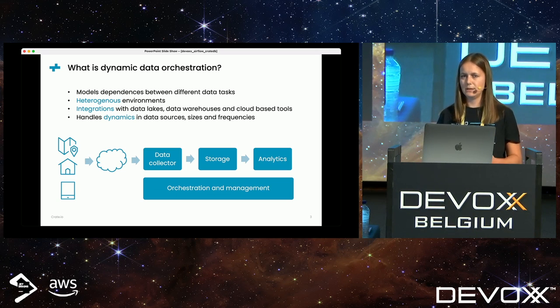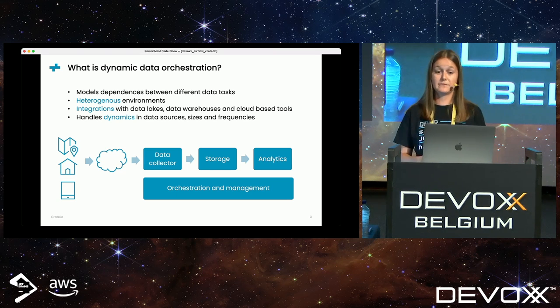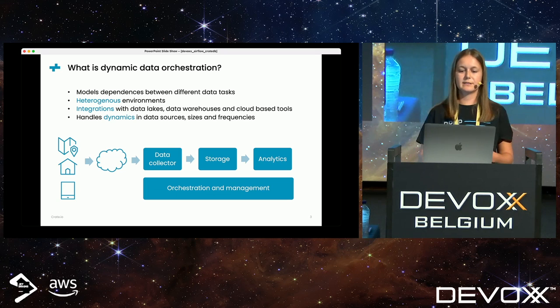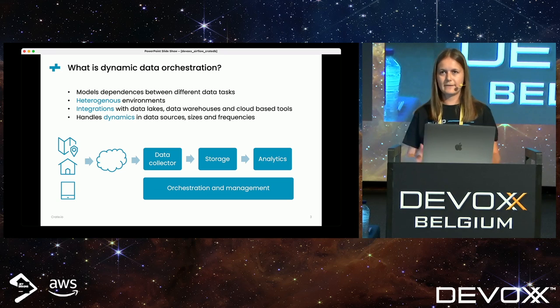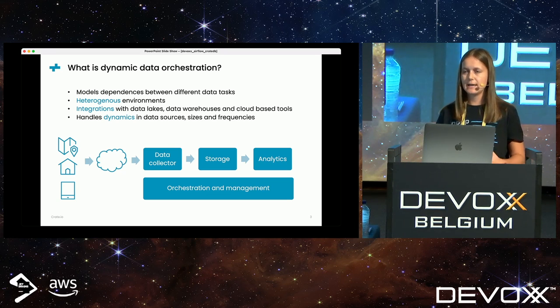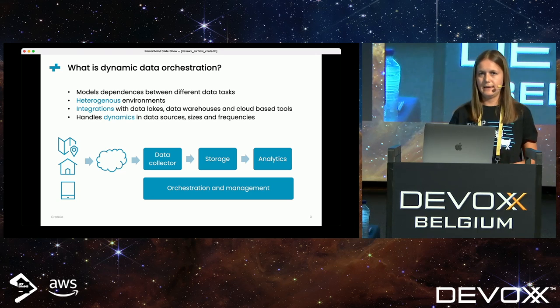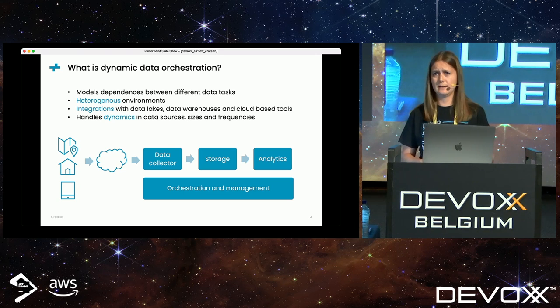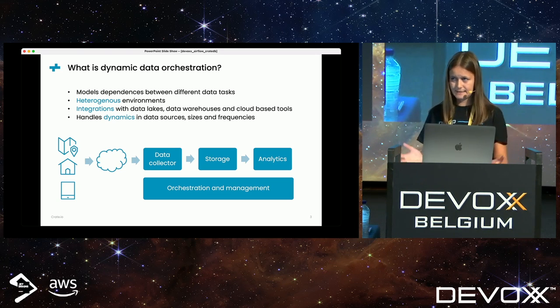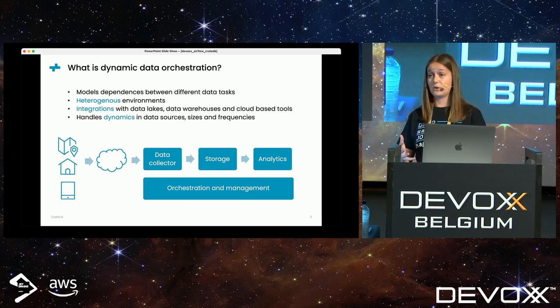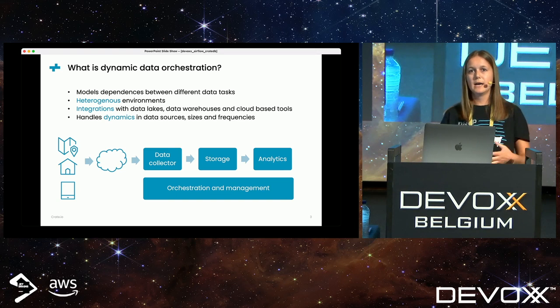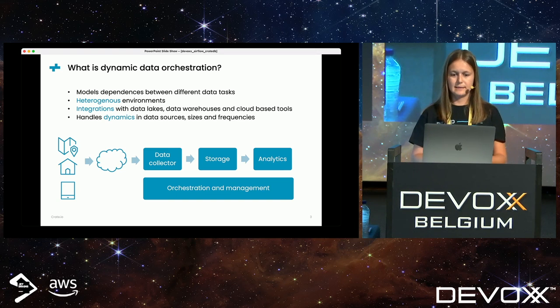So let's start first with dynamic data orchestration. What do we mean when we say dynamic data orchestration? Orchestration in general models the dependencies between different data tasks in heterogeneous environments. What does it mean? In these workflows, you always have to handle various integrations. It could be with data lakes, data warehouses, or any cloud-based tools. And this heterogeneity brings some sort of complexity in your workflow. Ideally, you would like to have tooling that can handle these integrations.